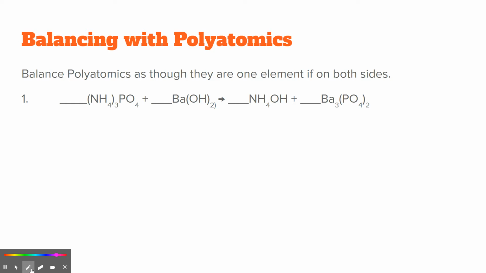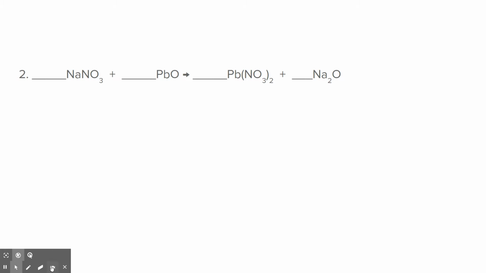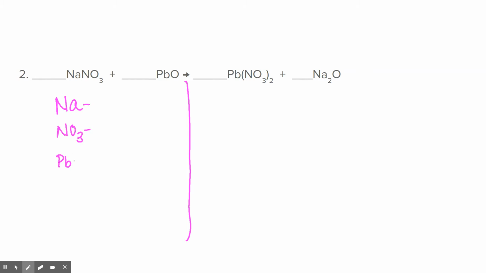For our second, let's go to the second example, with sodium nitrate with lead oxide. So again, I draw my line down the center, separating the reactants and the products. Then I start listing. Our second thing we're going to write is nitrate, NO3. Then we have lead and oxygen. Count them. On the other side, we're going to write them in the same order.